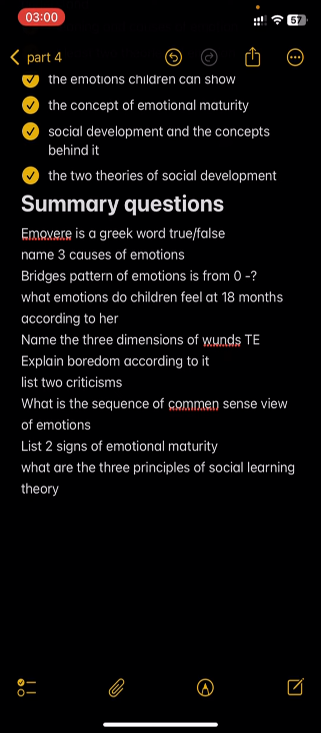Now list two signs of emotional maturity. Social intelligence has improved, intellectual capability has improved. Another one will be moving from dependence to independence.